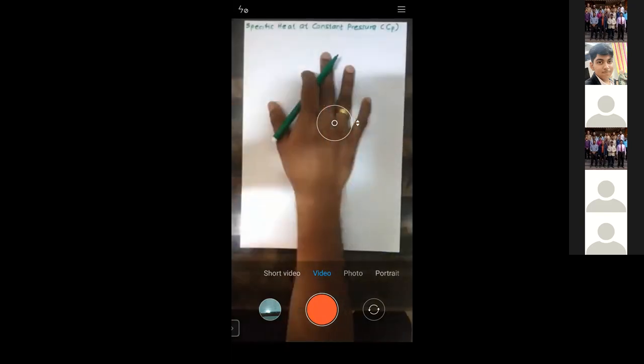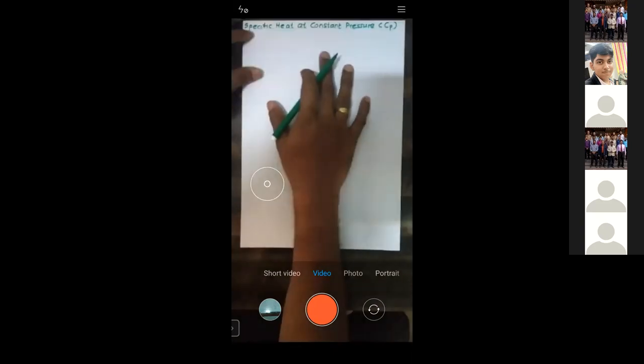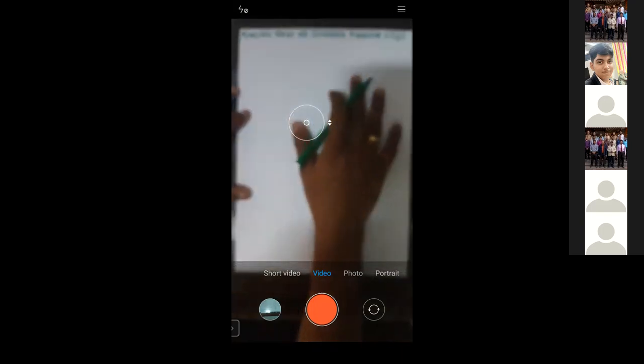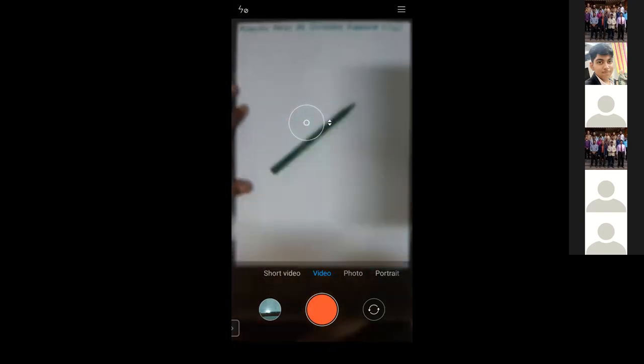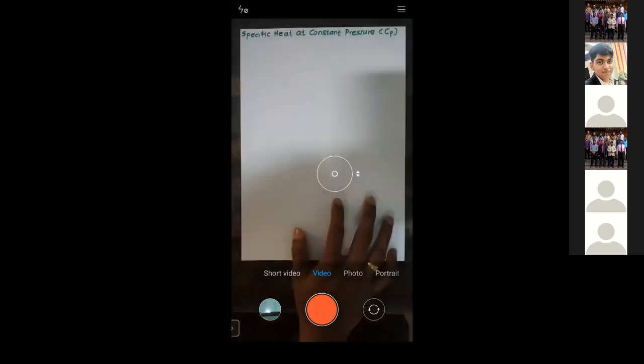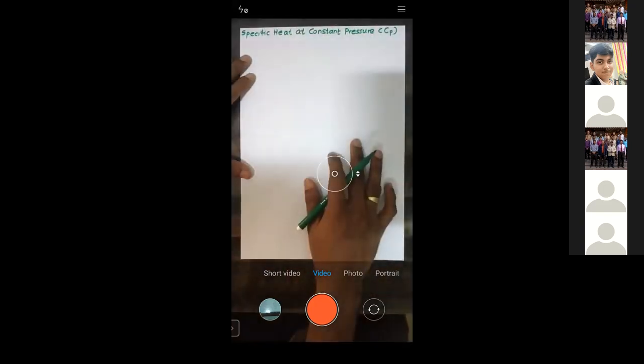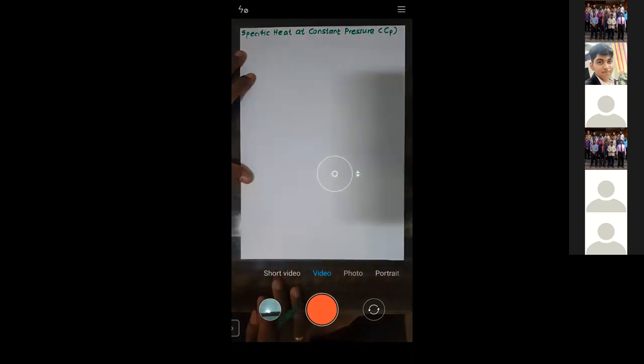Okay, specific heat at a constant pressure. Specific heat is C, and as it is at a constant pressure, it is indicated by Cp. So now let us start. How to go ahead.